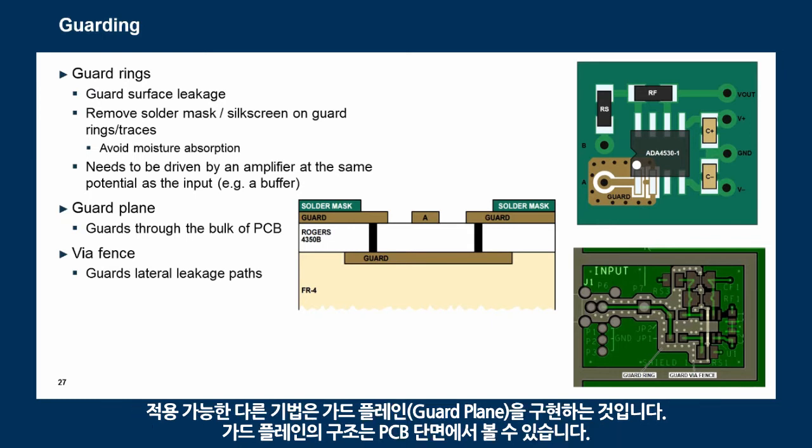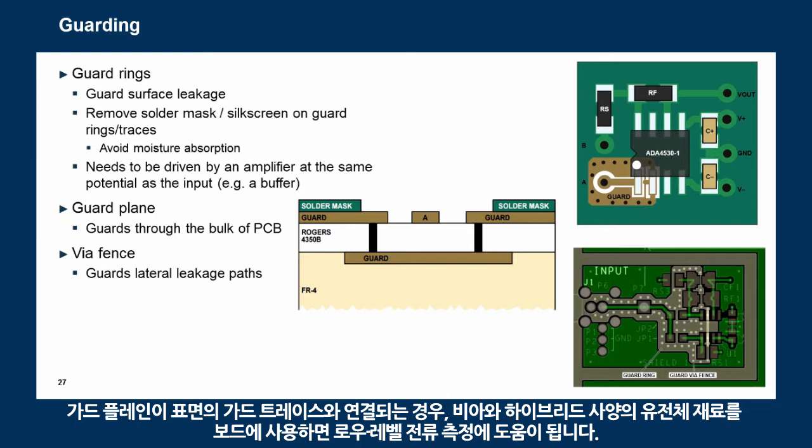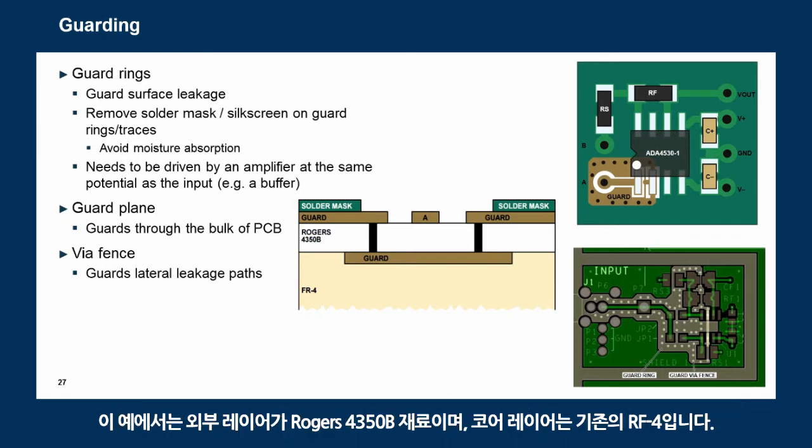The other technique that I would apply is to implement a guard plane. The structure of the guard plane is shown in the cross-section of the PCB here. It's the filled copper shape placed directly below the high impedance trace, in this case labeled as A. The guard plane is connected to the guard traces on the surface using vias. This is a hybrid stack-up of dielectric material on your board, and probably that's what you would have for low-level current measurement. In this example, the outside layers are Rogers 4350B material. The core layers are conventional FR4.